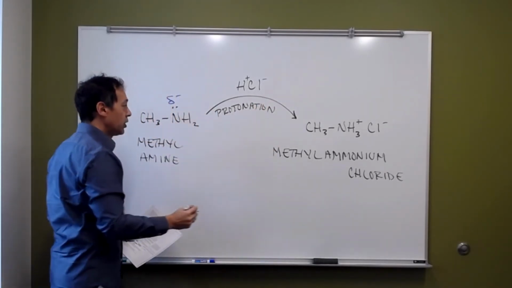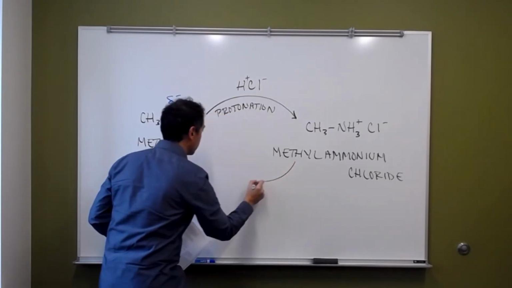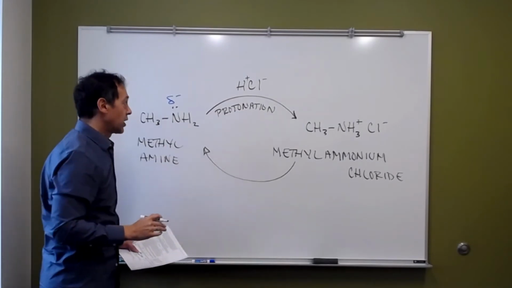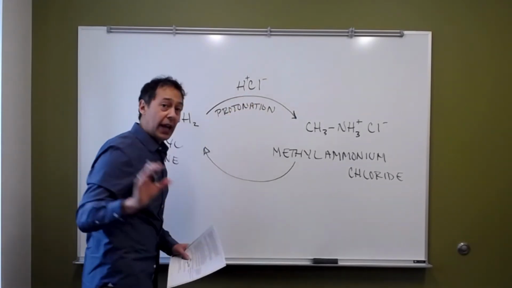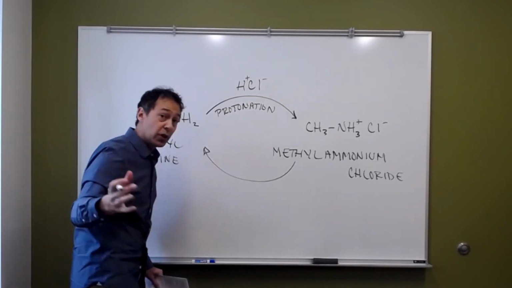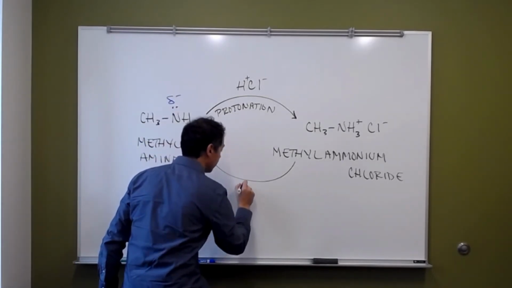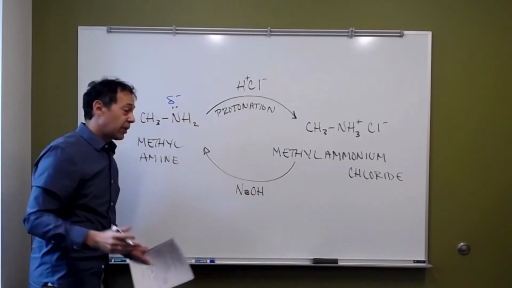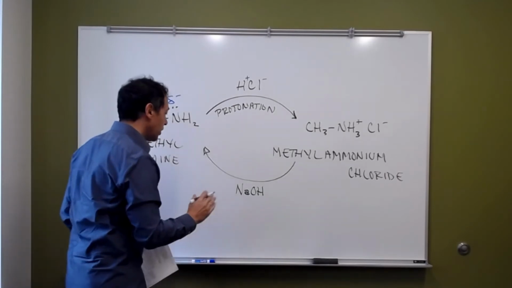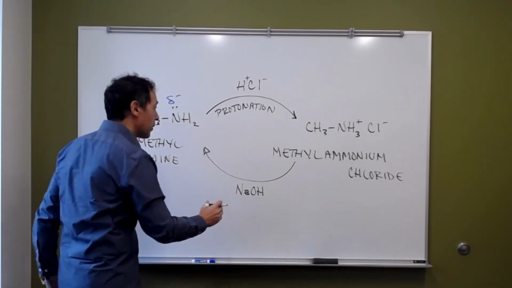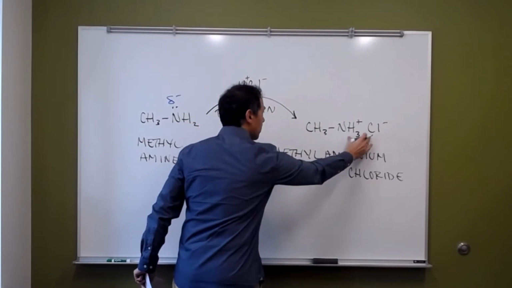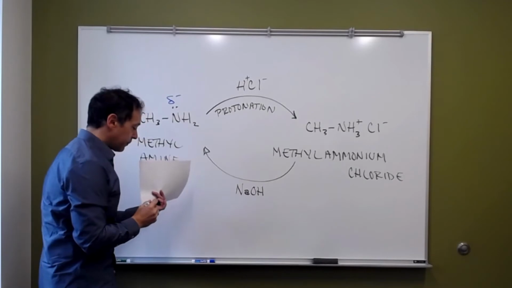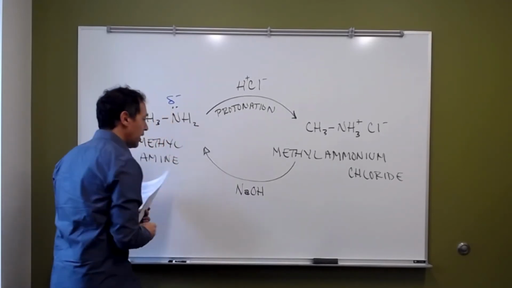Protonation. And we could go in the opposite direction like this. Take it back the other way. And if we take it back the other direction, instead of adding an acid, we would add a strong base, such as sodium hydroxide. And if we add a strong base like sodium hydroxide, what's going to end up happening here? Well, we're going to end up breaking this apart. And so as we come back over here, we're going to take our OH.